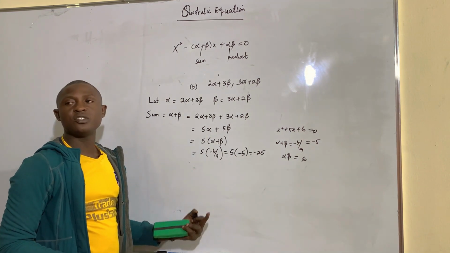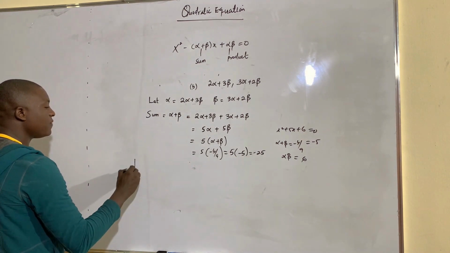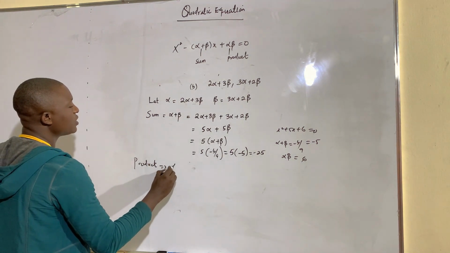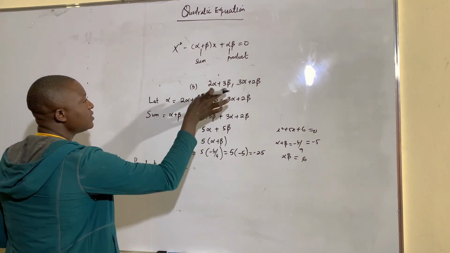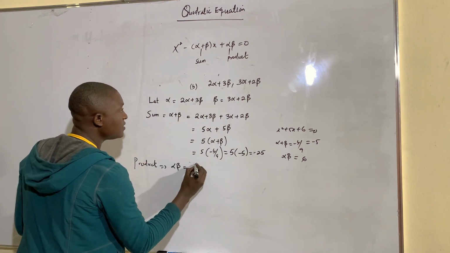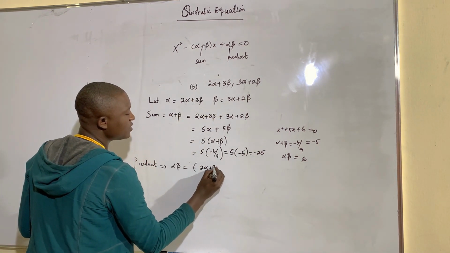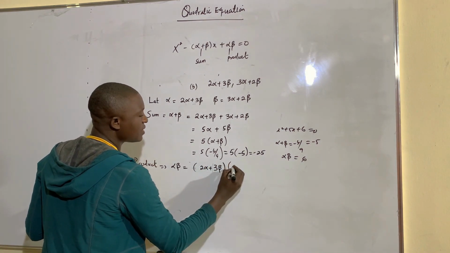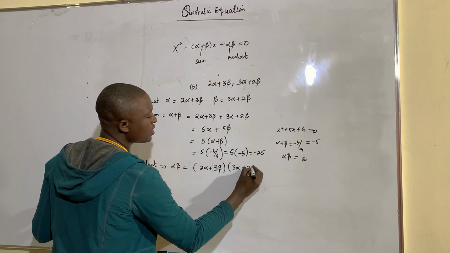The next, now, it remains the product. I want to find the product. For the product, I want to find alpha beta. This is my alpha. My alpha is 2 alpha plus 3 beta, and my beta is 3 alpha plus 2 beta. So it's a simple expansion.